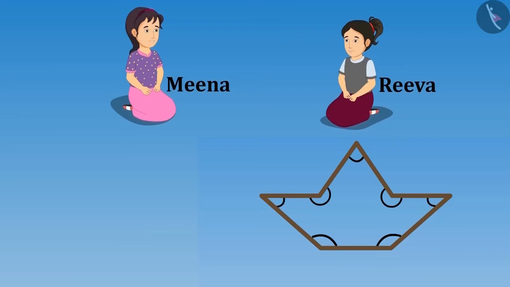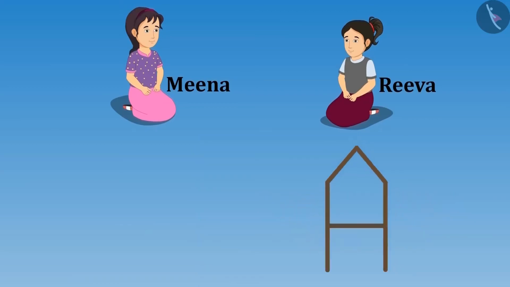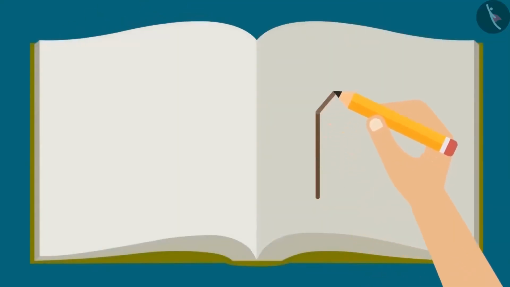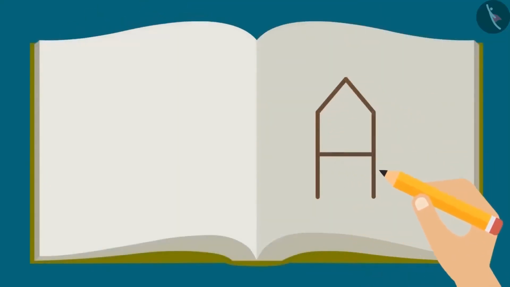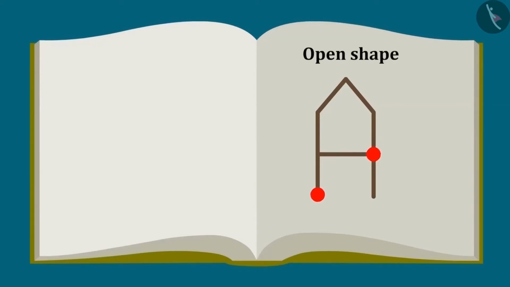Now, can you change the angles in this shape and make a new shape? Riva has made this shape with those 7 sticks. Come on, let us draw the shape on paper. Did you observe that the starting point of this shape and the ending point of this shape are different? That is why this is an open shape. Can you identify the angles which she changed in this shape?